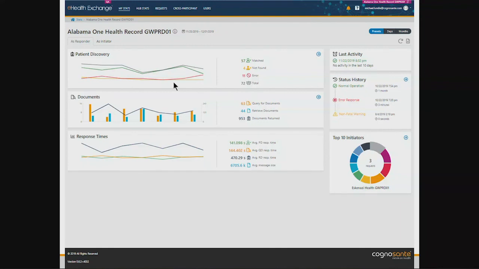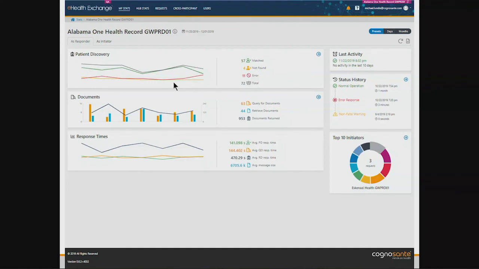Now up at the top, we also have last activity, which, if you refresh the screen constantly, you can see when there was last activity associated with the participant, either as an initiator or responder. And then there is a status history, which gives you a little historical perspective of any change in status from transactions that have come through the hub, either as an initiator or responder. So if you were, say, temporarily in an error state or an error transaction, you would see the last date and time that happened and how long ago it was.